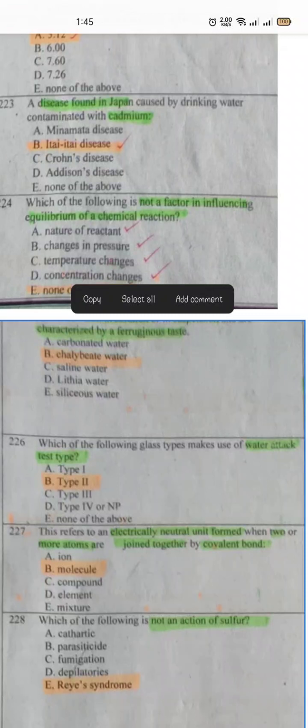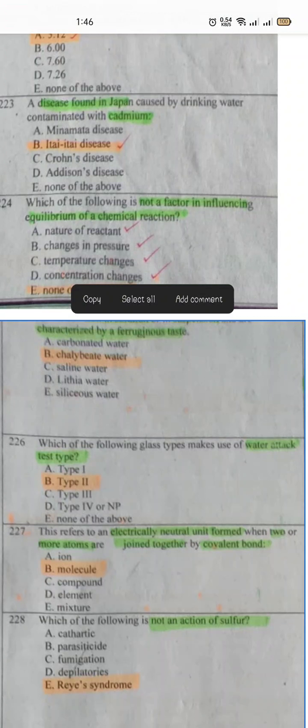Next is your saline water, which is known as your purgative waters. Sulfur water, which contains your hydrogen sulfide. Your siliceous water, which is the presence of small amount of alkali silicates. And your potable, which is fit to drink.